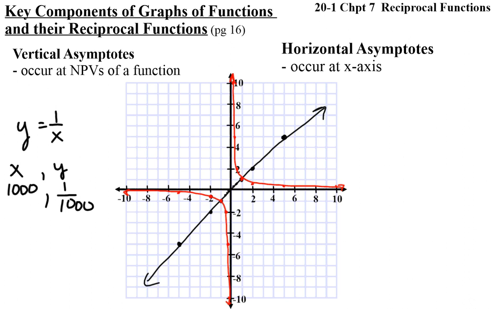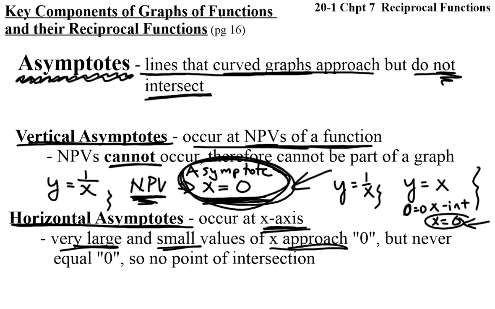So at x equal to 1,000, which would be way, way over here, my y value would be 1/1,000. It would be barely off the axis. My graph would constantly get closer and closer, but never come in contact. So for us, horizontal asymptotes will always be the x-axis for that reason. So asymptotes are lines that get approached but don't intersect.